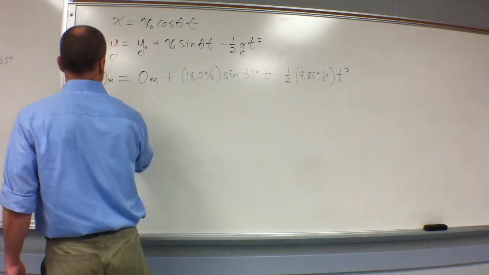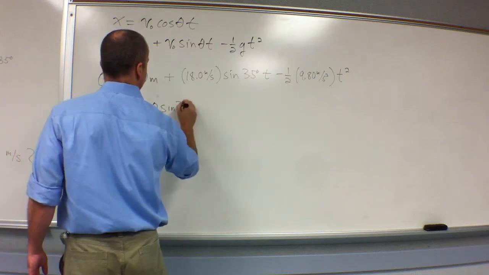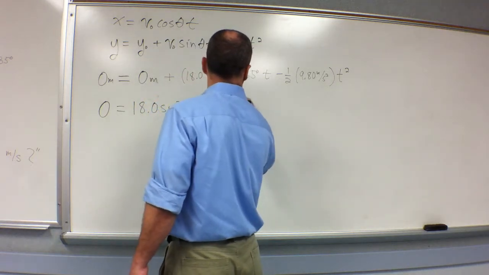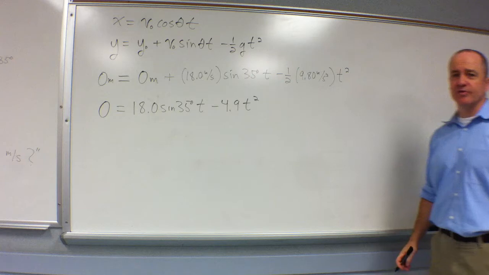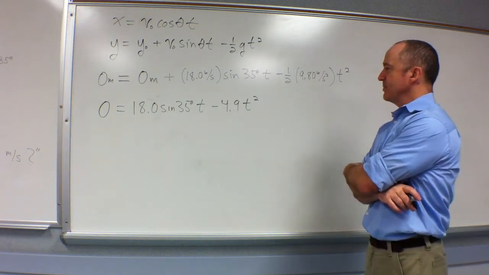So this is going to be 0 equals 18.0 sine 35 degrees t minus 4.9 t squared. Normally I like to keep track of the units, but I don't want to confuse things, and I want to make a different point right now. What type of equation is this?